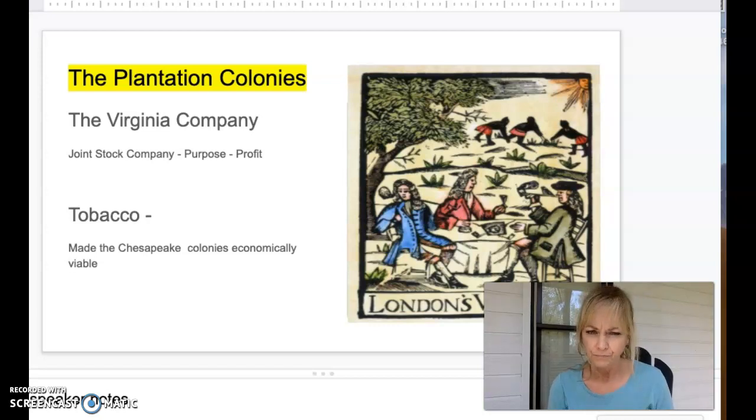Okay, first one we want to talk about is the Virginia Company. Virginia's founded as a joint stock company. Go back and refresh on the joint stock company. They shared the cost and they shared the profits. Tobacco is what's going to save the Chesapeake colonies and make them economically viable.